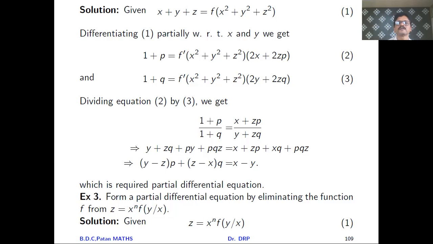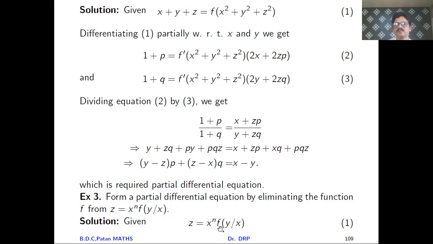So, the third example, see friends: form a partial differential equation by eliminating the function f from z equal to x to the power n into f of y upon x. If you observe here, friends, the function f is given, and our target is to eliminate that function f from this relation. So we will apply the method. We first consider this given relation as it is, z equal to x raised to n into f of y upon x, and suppose it to be equation 1.